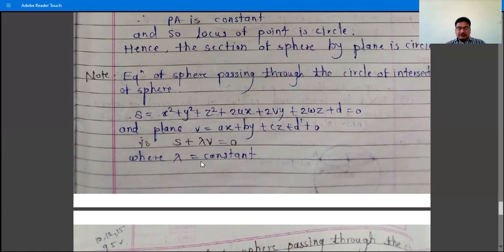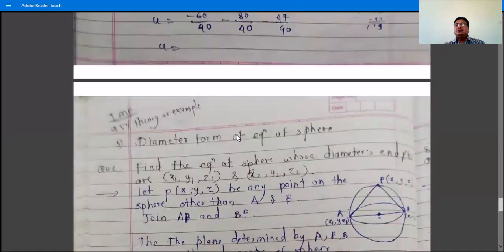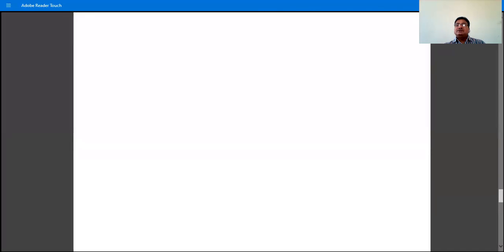This is similar to the topic of the equation of a plane passing through the line of intersection of two planes. Suppose U is equal to 0 and V is equal to 0 are two planes. Then what is the equation of the plane passing through the intersection of these two planes? It is U plus lambda V is equal to 0. So this topic is similar to the previous topic: the equation of a plane passing through the line of intersection of two planes.